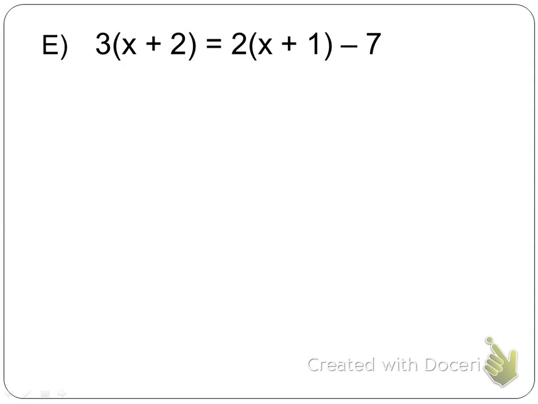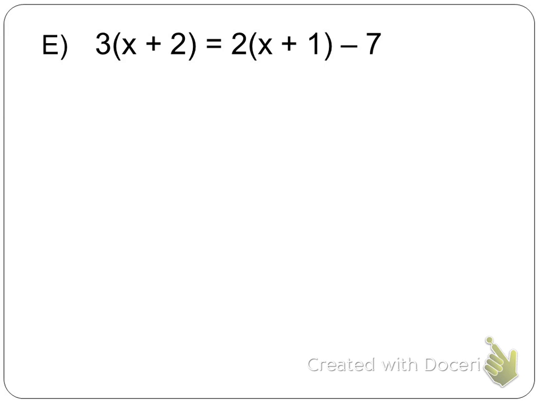All right, here's E. You can see we're kicking it up a little bit. All right, so 3 times the quantity x plus 2 equals 2 times the quantity x plus 1 minus 7. Yes, ma'am.